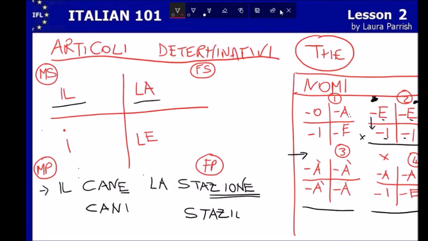Unfortunately, it's not like in English where you just add an S to make it plural. In Italian, you have to do it this way. Okay, so now we know that this is masculine plural, belonging to the second pattern. So the masculine plural article is this one, i cani. Perfect. Instead, now we know that this word is feminine plural, and the feminine plural article is le stazioni.